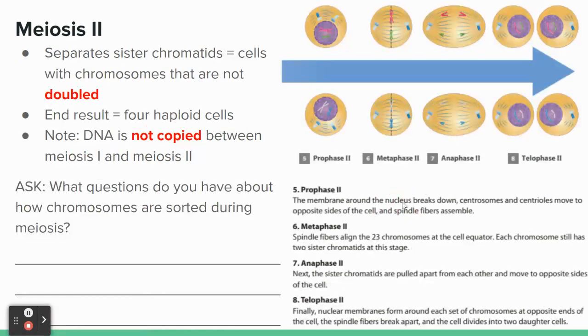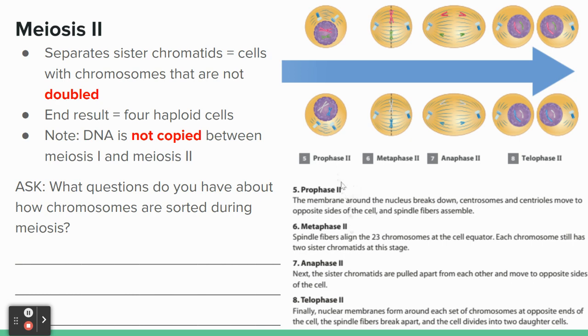Okay. Now, meiosis 2 separates those sister chromatids. The cells with chromosomes are not doubled, okay, during this stage. So we do not copy between meiosis 1 and meiosis 2, all right? So the end result of this is four haploid cells. So prophase 2, and this, by the way, on either side of the arrow is the 2 lines. So those are the 2 cells that were created that are now splitting into 4.